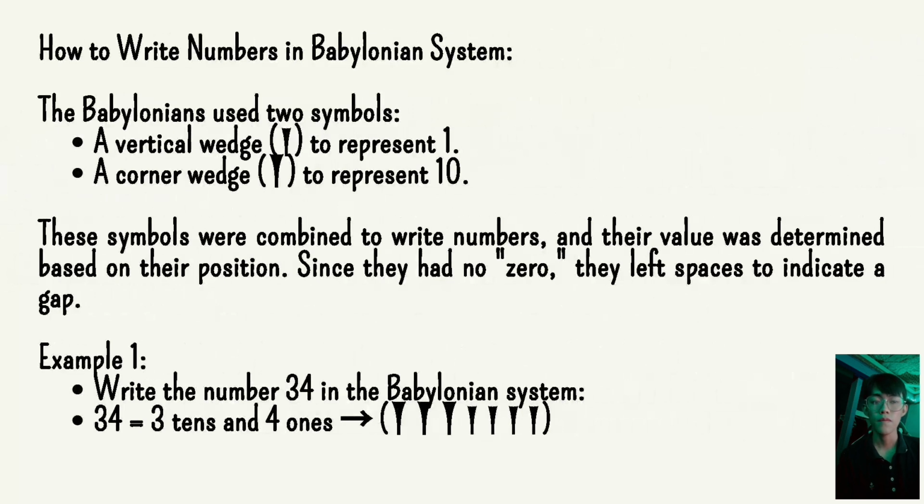So for example, write the number 34 in the Babylonian system. So 34, the 3 is a 10, so we need to write 3 big sticks and 4 is a 1, so we need to write 4 small sticks.